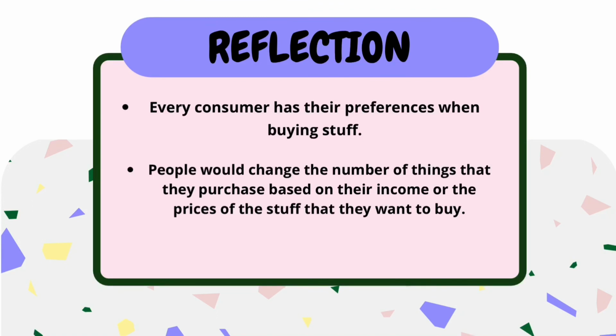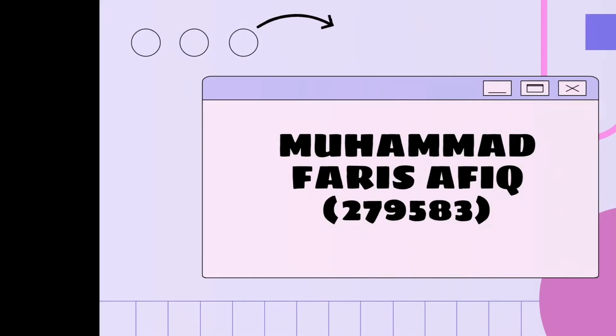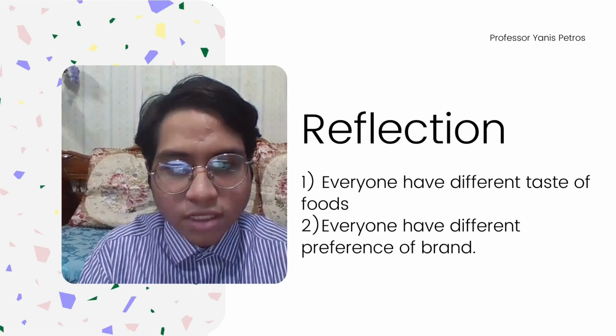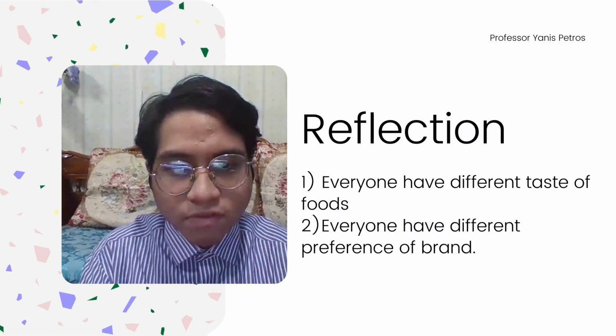After completing this assignment, I learned that every consumer has their own preferences when buying stuff. I also learned that people tend to change the amount of stuff they buy when their income or the price changes. I have learned that everyone has different tastes of food and preferences of brand.